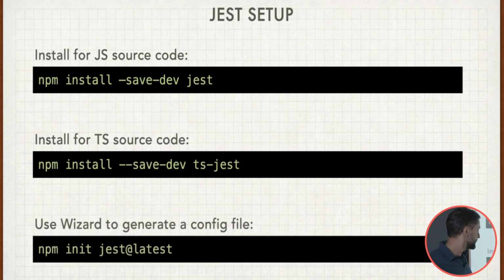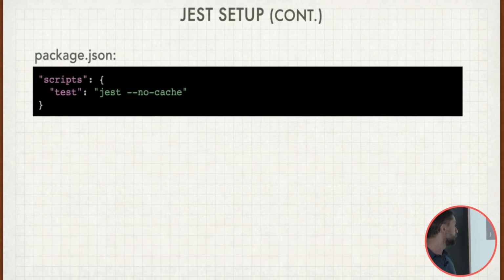I suggest that you use the wizard to generate a config file for you. It will ask some questions like what framework you're using, where do you store the tests, and so on. But the good part is that it will generate the entire config for you. If not, then go to the docs, look at the different config properties, do it yourself. Then you add the script to your package.json, call it test or call it whatever, and do this. Just no cache. No cache if you want to run tests all the time.